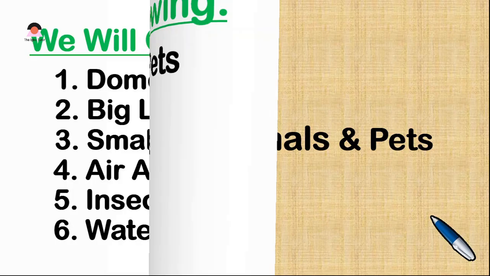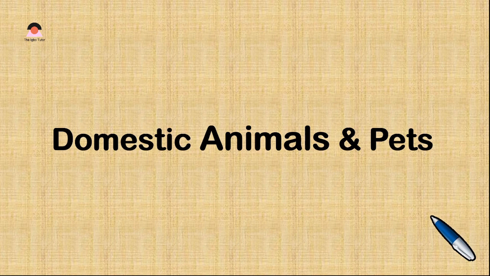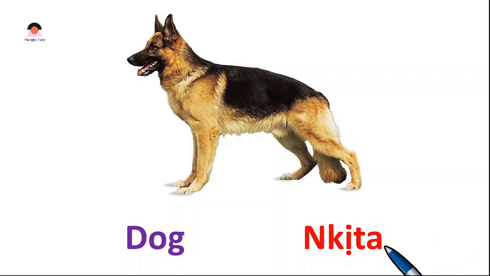Let's move. I am the Igbo tutor, Onye Nkuzi Igbo. We begin right away with domestic animals. The first one we have here is dog. Dog is called nkita in Igbo. Nkita, that is dog. And we move to the next one.